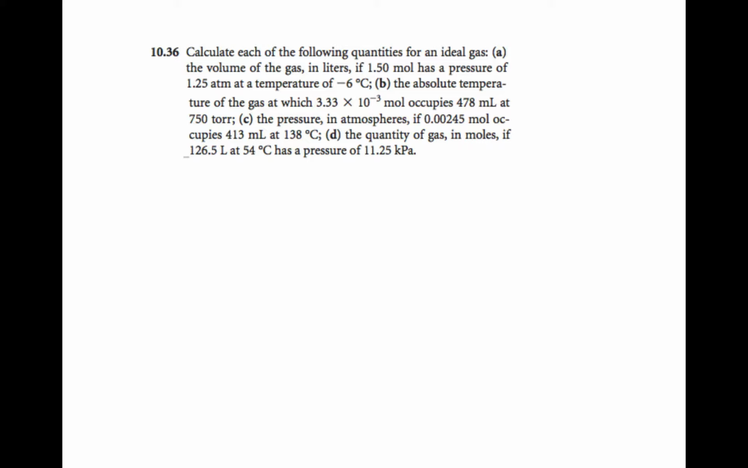All right, 36. Calculate each of the following quantities for an ideal gas. A, the volume of gas in liters. So we're calculating the volume of gas in liters if I have 1.5 mole at a pressure of 1.25 atmospheres at a temperature of -6 degrees Celsius. All right, so for A, we're using PV is equal to nRT, and we're solving for V. So divide both sides by P, and then just plug in the values.